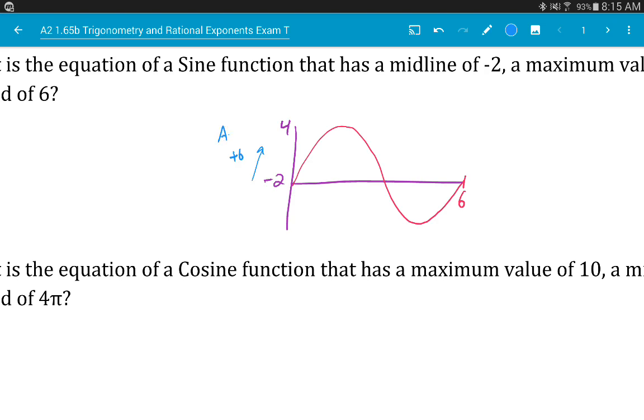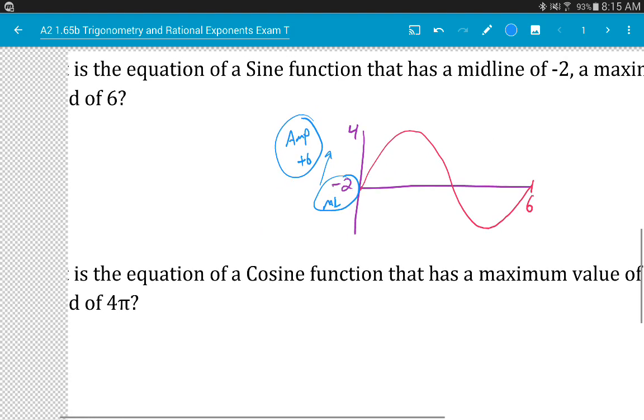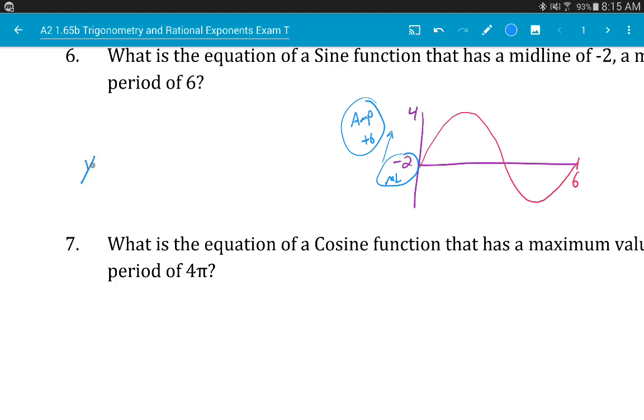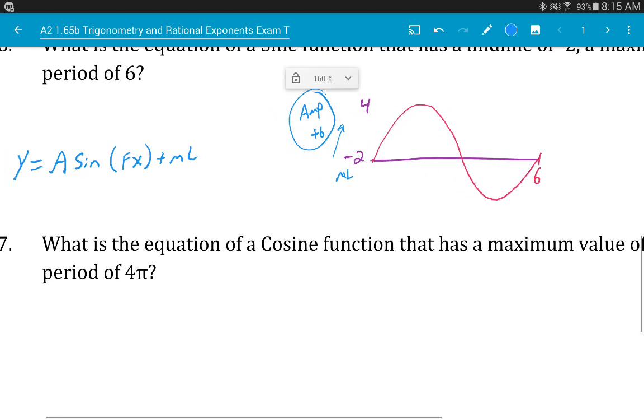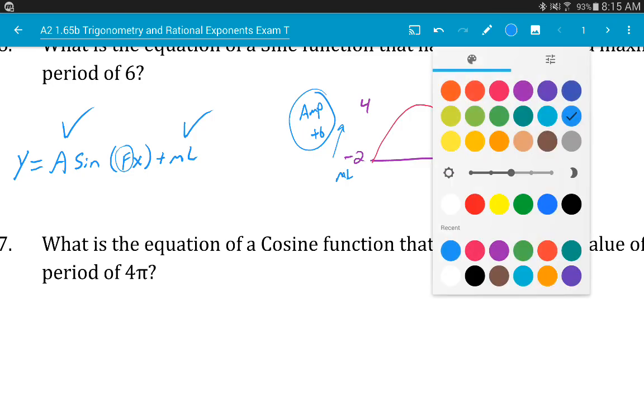Now that's the amplitude. The amplitude is how far up and down we go. The midline was given to us. Midline is -2. And the period is 6. But let's remember what this looks like. This is y equals a sine of fx plus the midline. So I have the amplitude. I have the midline. I need the frequency.